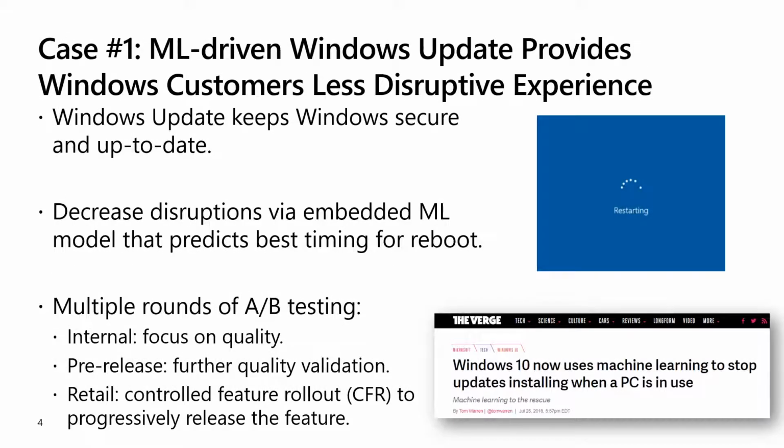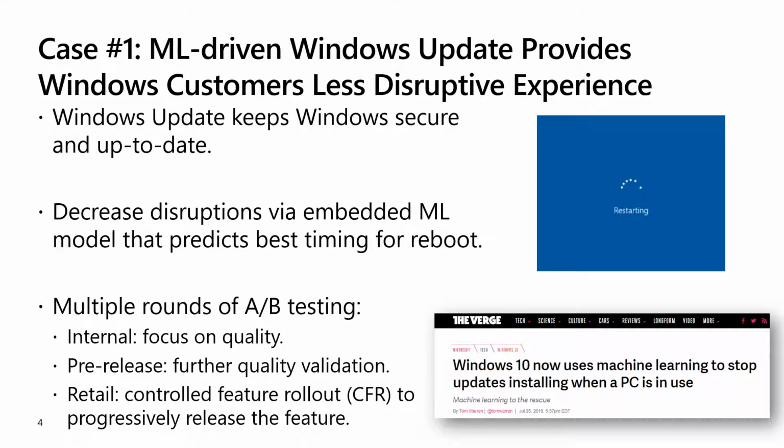The first case study I'm going to talk about today is the ML-driven Windows Update. Windows Update is a process that keeps the Windows operating system secure and with the most up-to-date functionalities. You may recognize this top figure of a rebooting process during the Windows Update. In this case, we leveraged the embedded machine learning model on the Windows operating system client that tries to decrease disruptions by predicting the best timing for reboot.